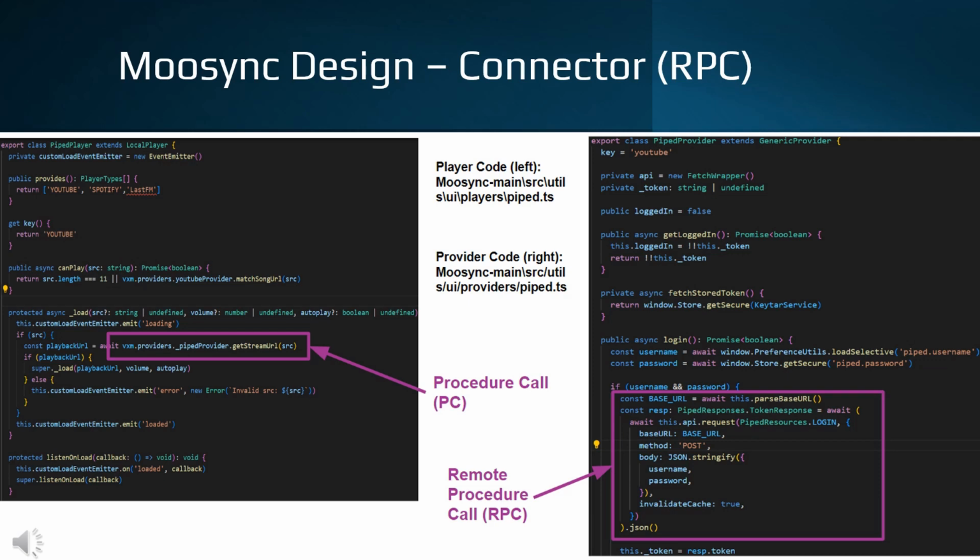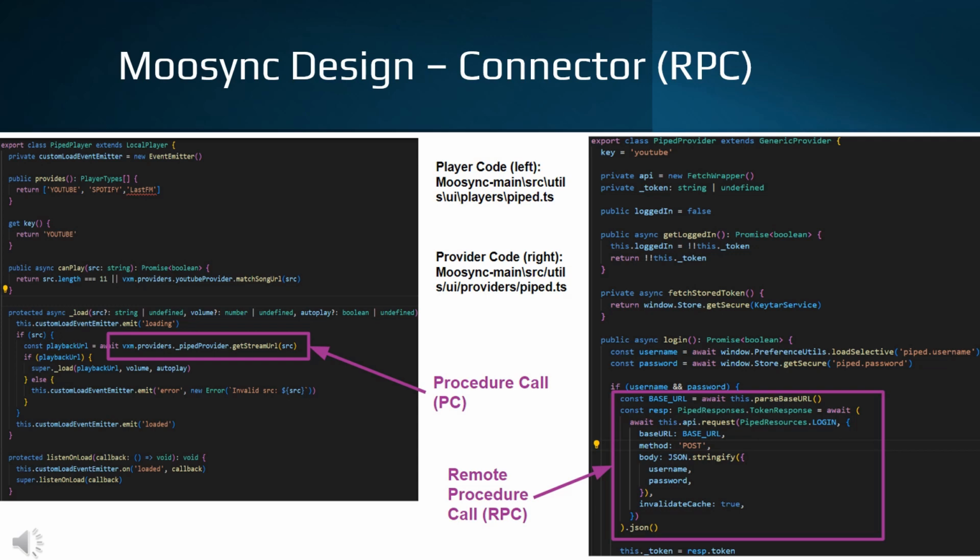Now let's take a look at the connectors. In the left screenshot, we have source code for a player component, and we can see that it makes a function call to its corresponding provider component. This is how the procedure call connector was implemented in the MOOSYNC application. In the right screenshot, we have the source code for a provider component, and it makes a REST API call to the third-party music platform server in order to retrieve the requested song. And this is how the remote procedure call connector was implemented in the MOOSYNC application.